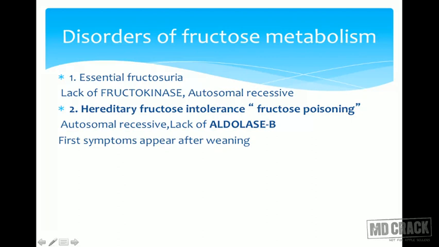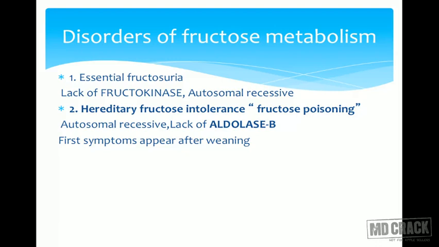Will it appear in the baby? Will the baby be alright? Usually, yes, the baby is alright. Why? It is having lactose. It is based on only a milk diet. There is no fructose which has come into the baby's mouth or into the diet or into the bloodstream. There is no source of fructose, so nothing will happen till it is weaned.